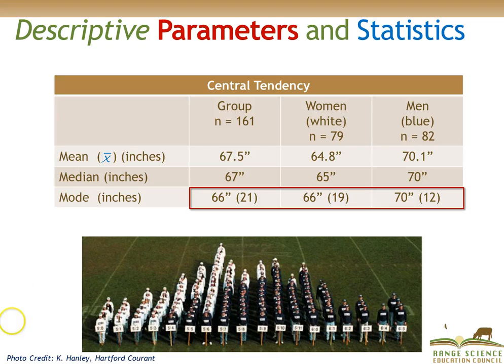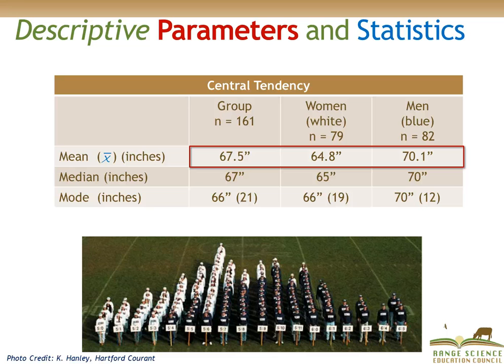So we can see here that for the entire group, the longest line are those individuals that are 5'6". This also happens to be the longest line of women, and so the group and the women have the same mode. 70 inches, or 5'10", is the line that has the most men with that recorded observed value. Now, the mean is the form of central tendency that we use most often when we are reporting the results of our sampling.